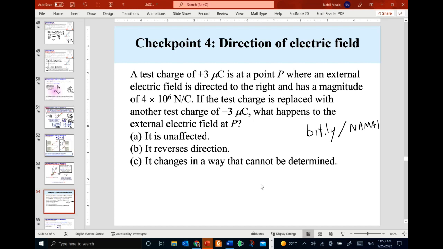The electric field depends on the source charge or on the test charge? It only depends on the source charge. The reason we bring a test charge is to measure the electric field. We measure the force and we determine the electric field. So the sign and the value of the test charge does not affect the electric field.